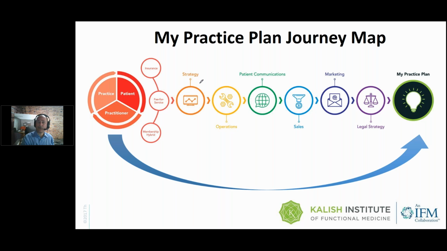And then we get into the modules through the course. The various modules in the class include a very robust section on strategy. That's business planning, financial planning. I'll show you some more detail about that. We talk about operations for a section. We get into patient communications and all that has to do with customer service oriented type stuff. And then we take a look at sales and marketing.